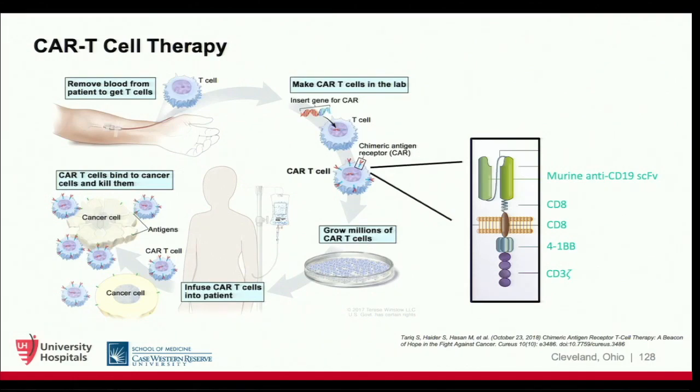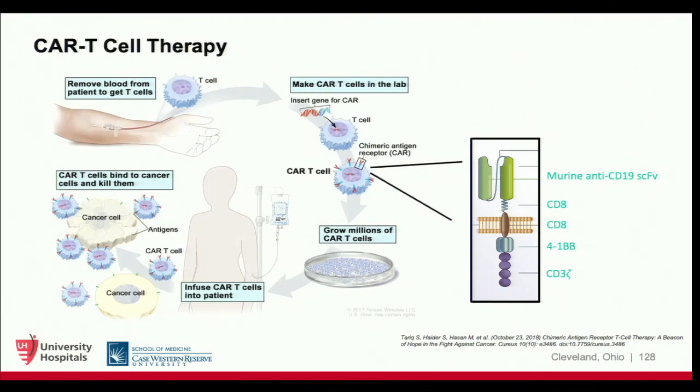In the case that we're going to focus on today, it's the CD19 antigen found on B cell malignancies. These T cells now can interact with these tumor cells, and because of the signaling domains and the intracellular domains, they're now able to target these cells for lysis and kill the target cells.